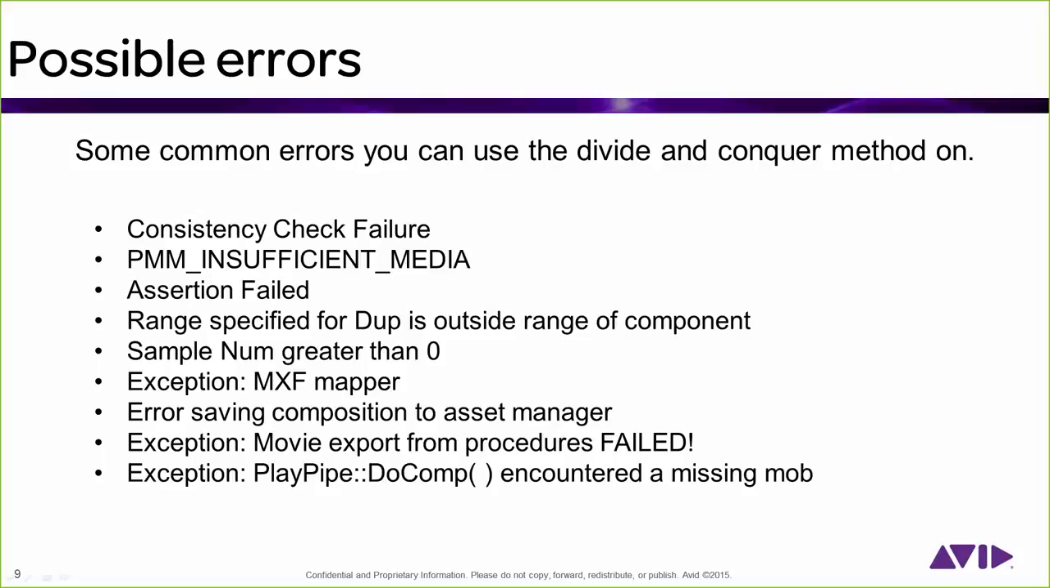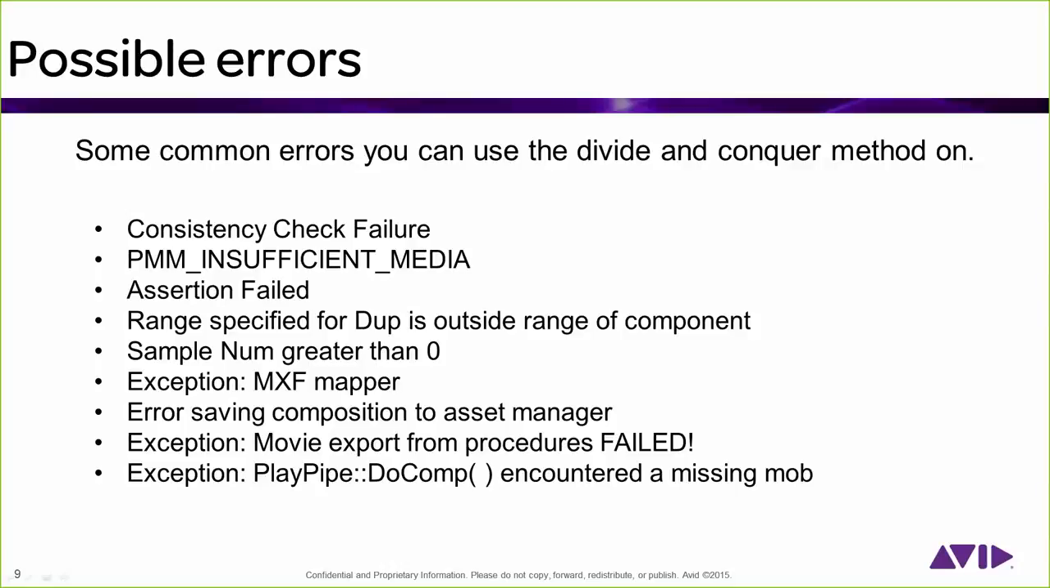So let's talk about some possible errors that you might use the divide and conquer method with. Some common errors that you might see are listed here. We have core consistency check failures. That traditionally has to do with corrupt media files. PMM, insufficient media. That's traditionally with span clips or just a bad metadata flag. We have assertion failed. You usually get this during launch, and traditionally deleting your MDB and PMR files if you're in a standalone environment will resolve this.